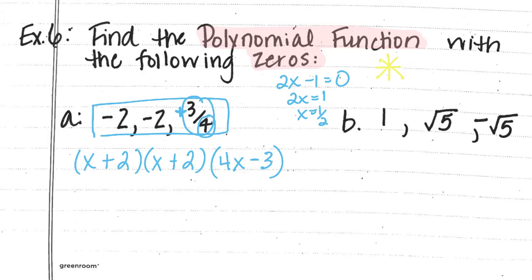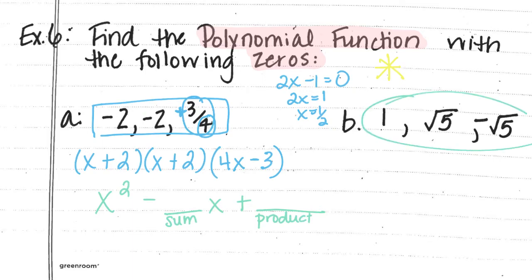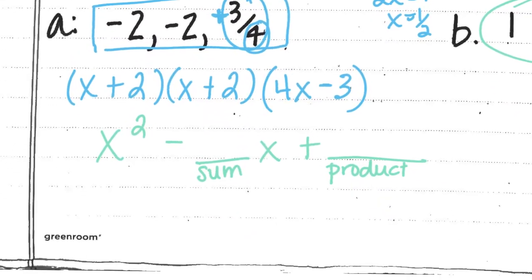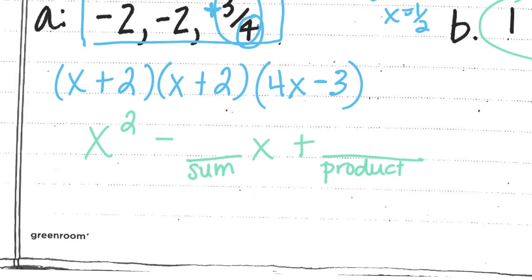But remember that we've had this little formula that we used last year. X squared minus blank x plus blank, where this was the sum and this was the product. And this is a lot easier, especially when we get to problems like B. But right now we're going to look at A. If I was to plug these numbers in, I would take these two numbers, -2 and -2, and add them up. They add up to be -4. Then I would multiply them. That gives me a +4. So notice I just did this foiling without having to go through all of that.